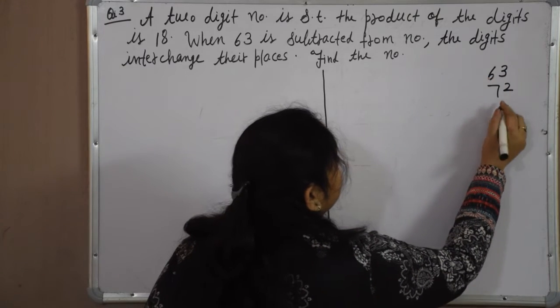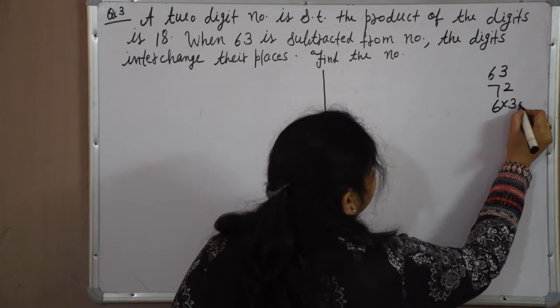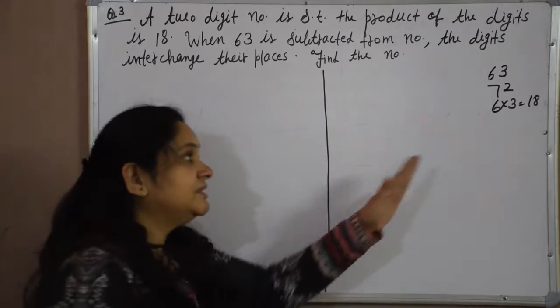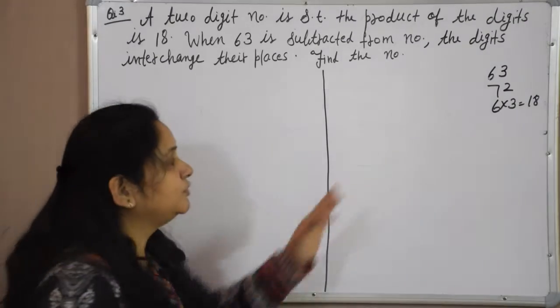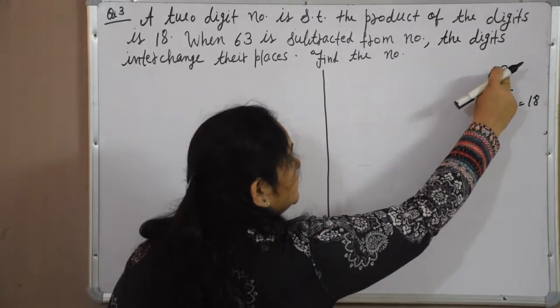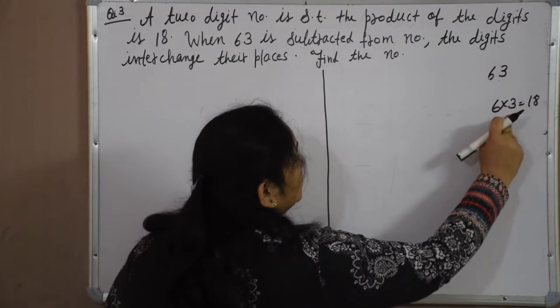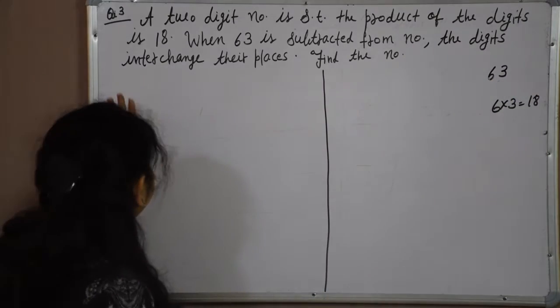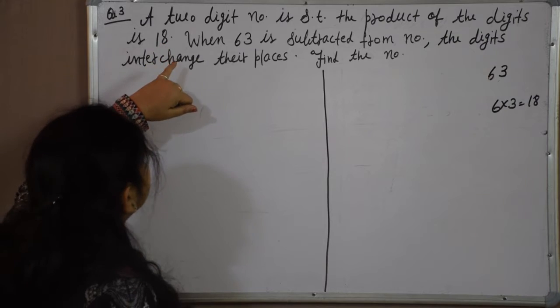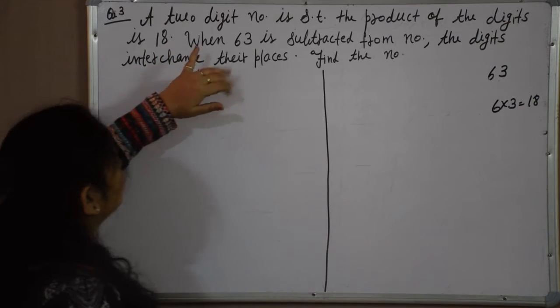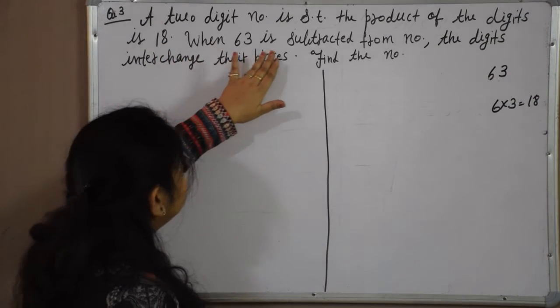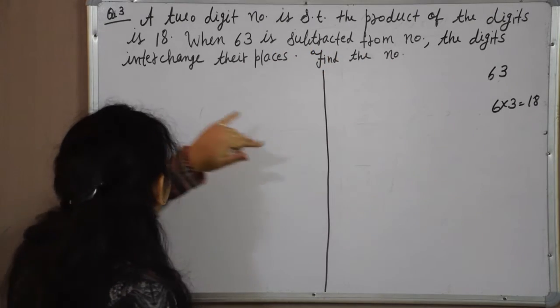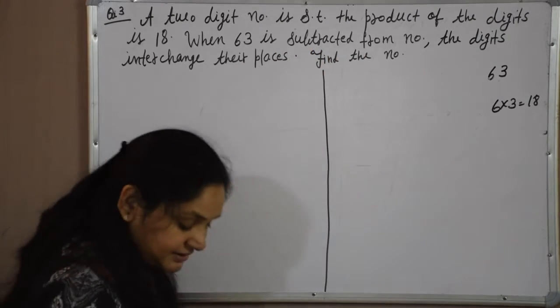This is possible in this case, like 6 into 3 equals 18. It is given that the product of the digits is equal to 18. We are having a 2-digit number 63 and the product of the digits is equal to 18. So the first condition we need to use first. The second condition is when 63 is subtracted from the number, the digits interchange their places. Find the number.